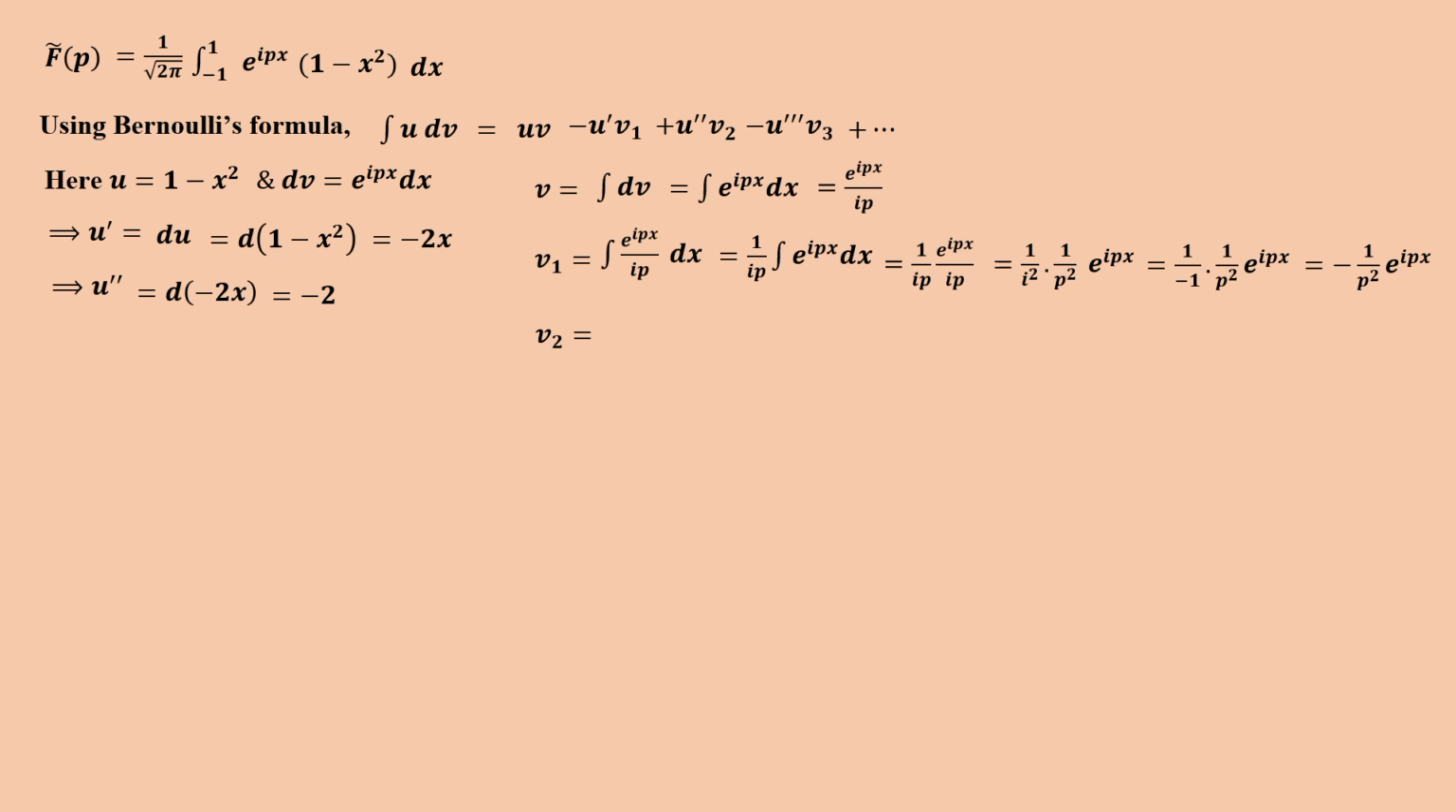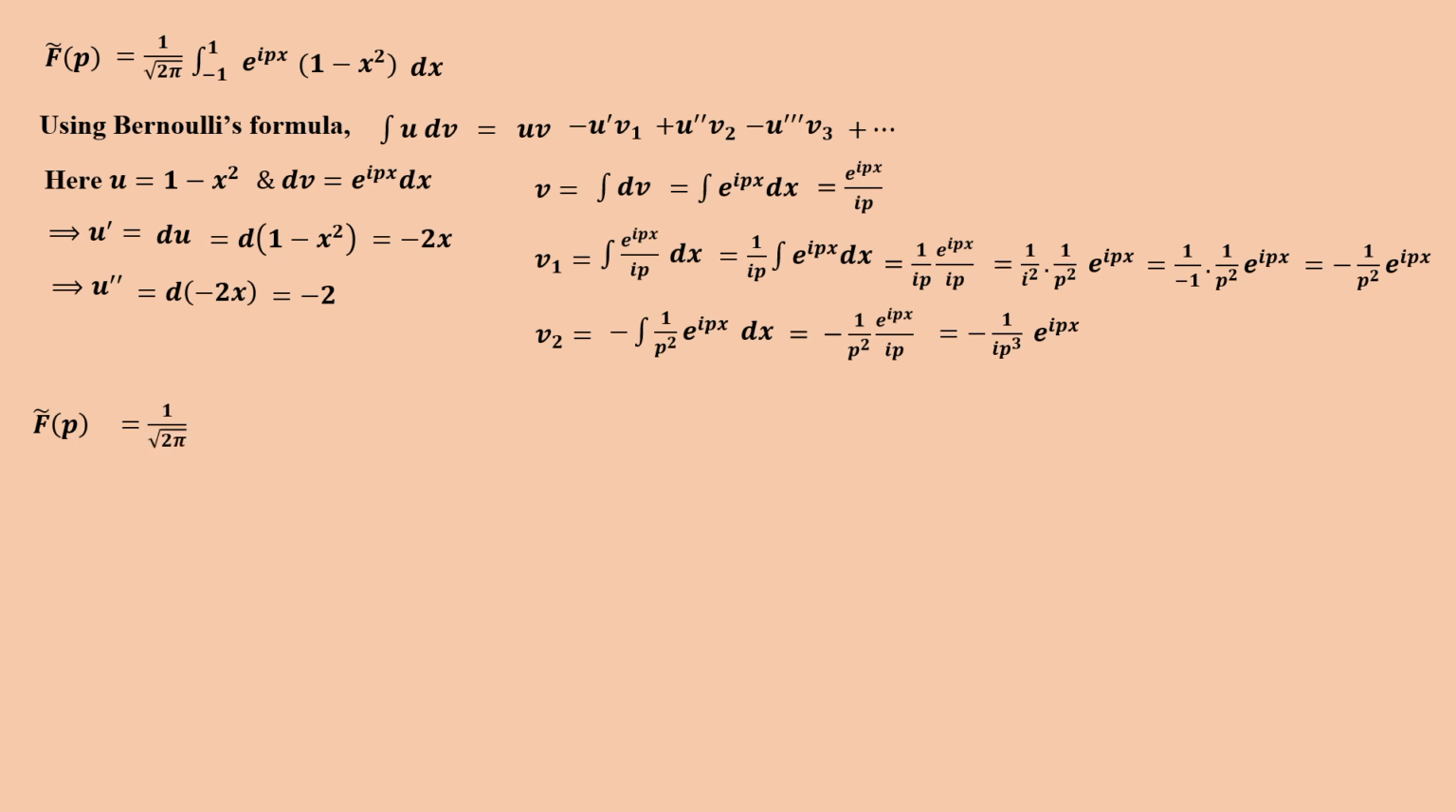Now v2, which is equal to the integral, take minus outside, 1 by p square e power ipx dx. So 1 by p square, integral e power ipx is e power ipx by ip. So therefore we will get minus 1 by i p cube e power ipx. So we are going to use these values to evaluate the integral.